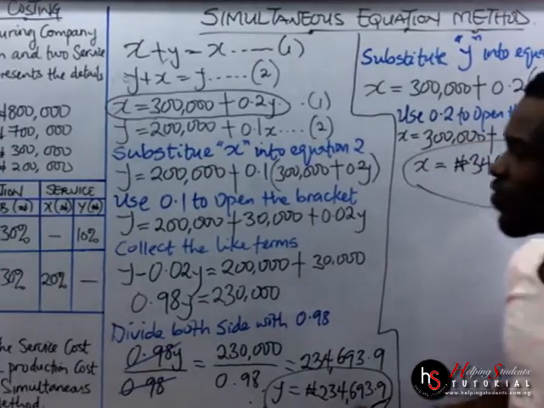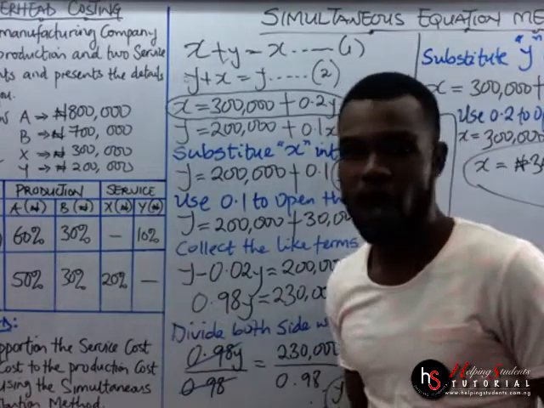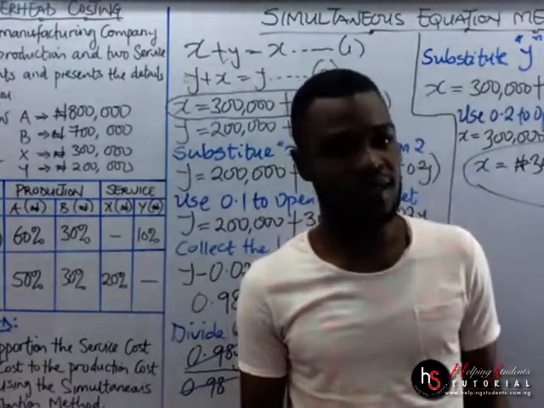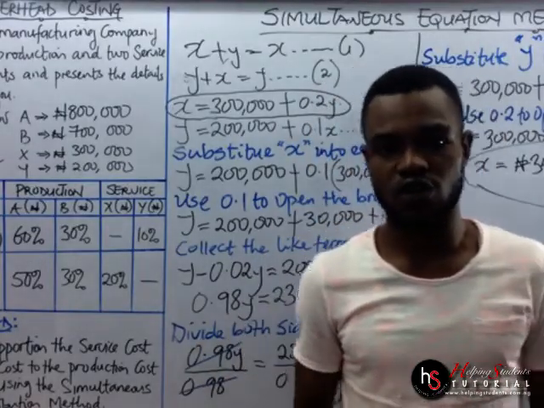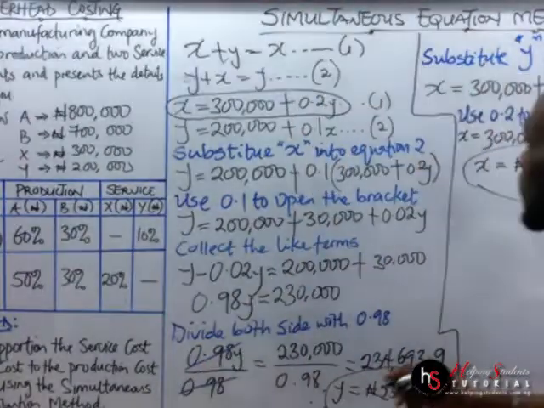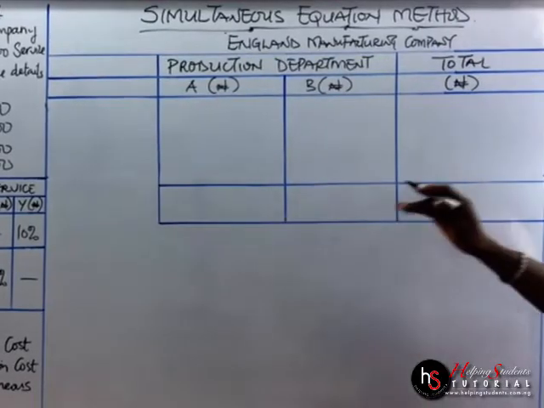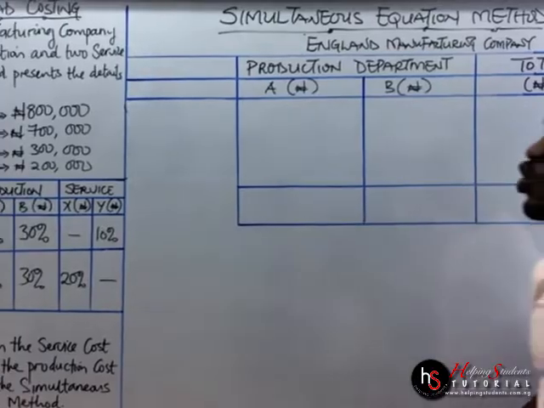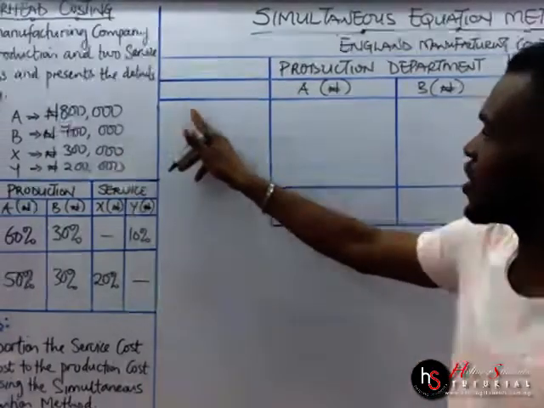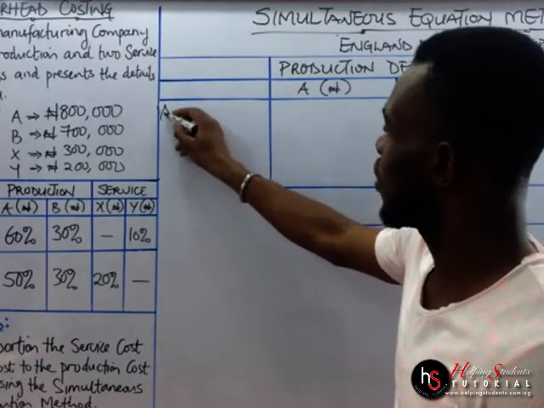Alright? So now that we have gotten the value for our service department x and service department y, we can now proceed to show the tabular form, then we present the final solution. So let us continue. Production department A and production department B. Alright? We are going to get the values, then we'll get the total here. Okay? So when we come over to this place, the first thing we're going to have there is our allocated costs.